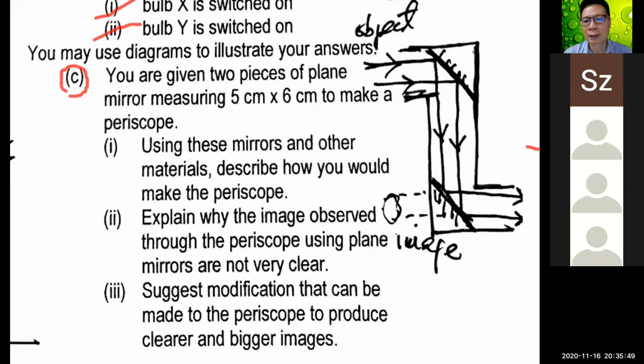Comma. Light from the object enters into the periscope and is reflected twice before going into the observer's eyes.